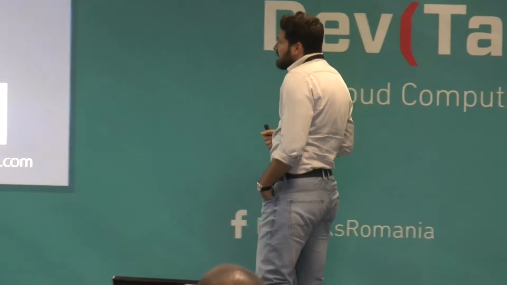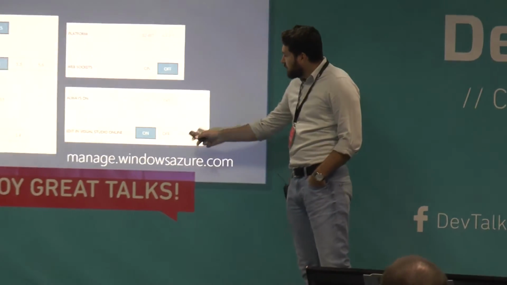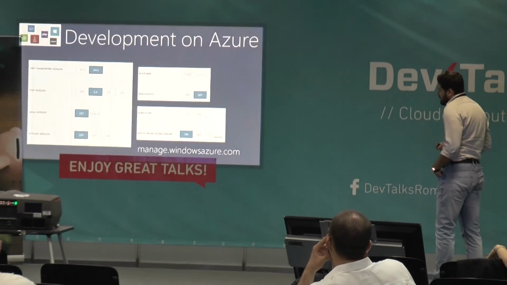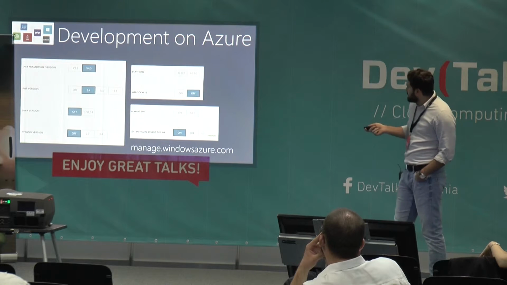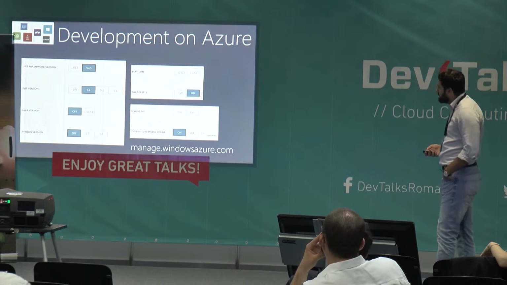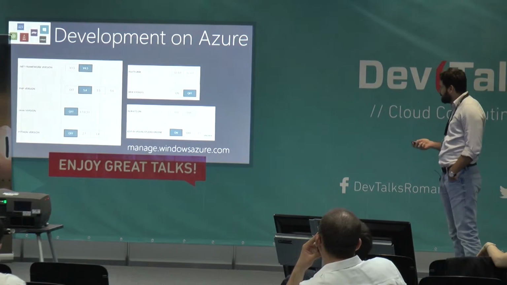The big thing is also the fact that we have Visual Studio Online. I have turned it off for the application that I will show in the next slides in my screenshot. And to be exact, you could go to managewindowsazure.com, and from there you could administer all those applications.